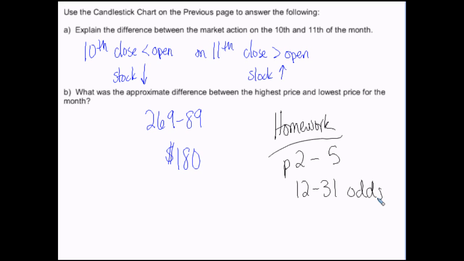I'm assigning 12 to 31 odds, which is really, I guess, 13 to 31 odds. But if you do the evens, those will be extra credit. And I'll do that about half of the assignments. Okay. So you have a lot of opportunity for extra credit on the homework. Okay.